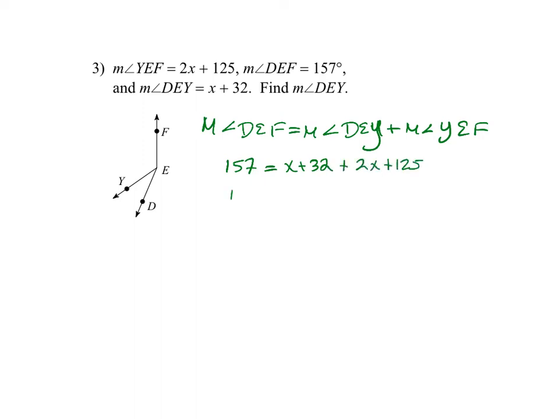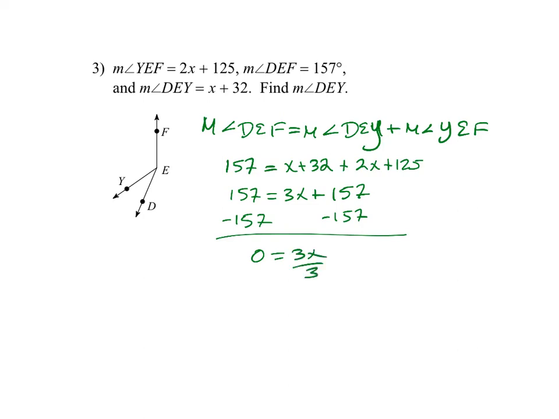So 157 equals 3x plus 157. Subtract 157 on both sides. So 0 equals 3x, and I'm going to divide by 3. So that means that x equals 0. But I want to find angle DEY. So I'm just plugging in that information. Angle DEY equals 0 plus 32. That equals 32 degrees. And that's it for this lesson.